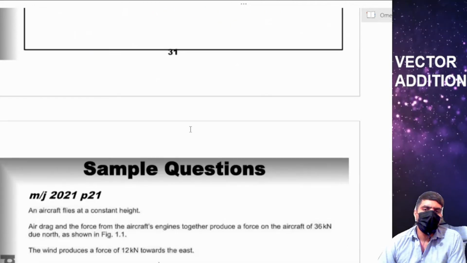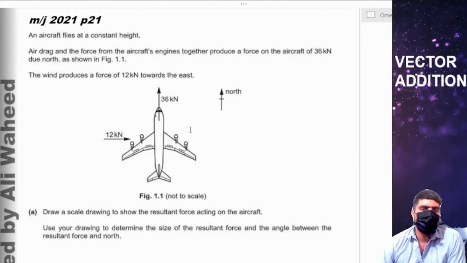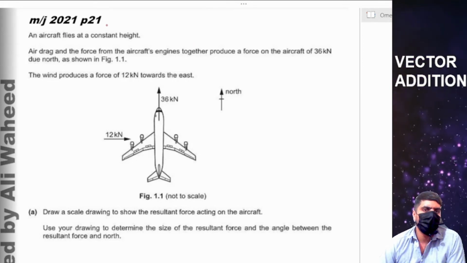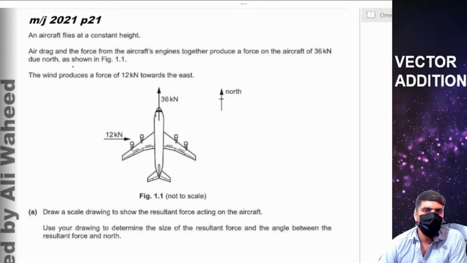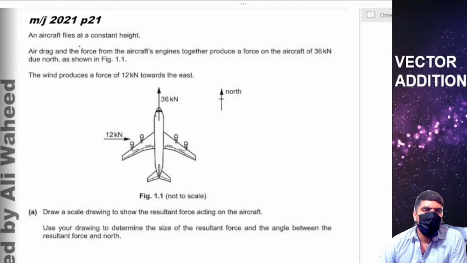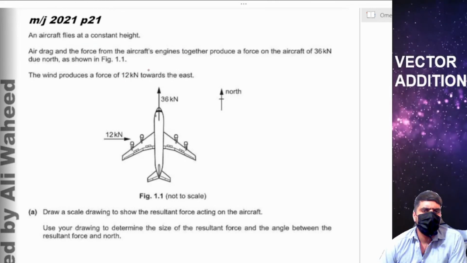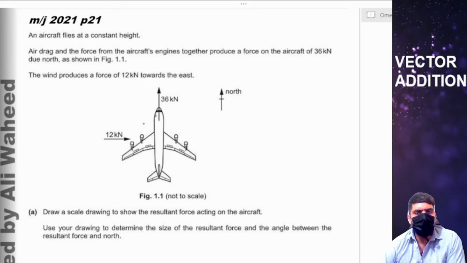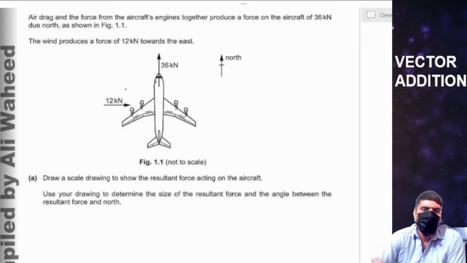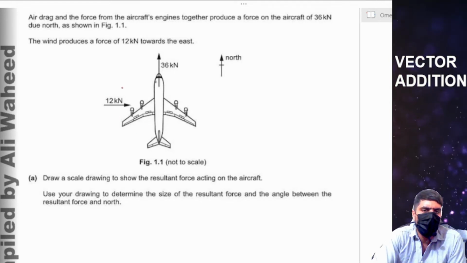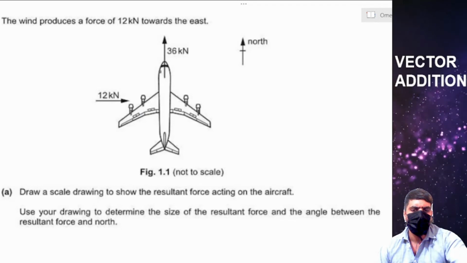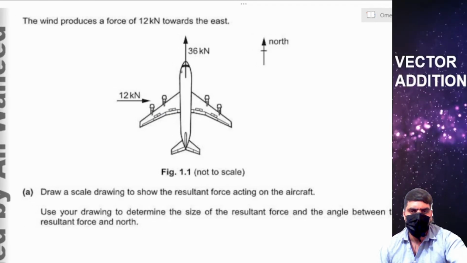Alright, so related to this concept, I'm going to solve a sample question that is from one of the recent past papers, 2021, paper 2-1 from May June session. An aircraft flies at constant height, so I'm going to skip some of the description. You can see it on the diagram as well. We have one vector that is 12 kilonewton. The vector you call it is a force vector. It is a force.